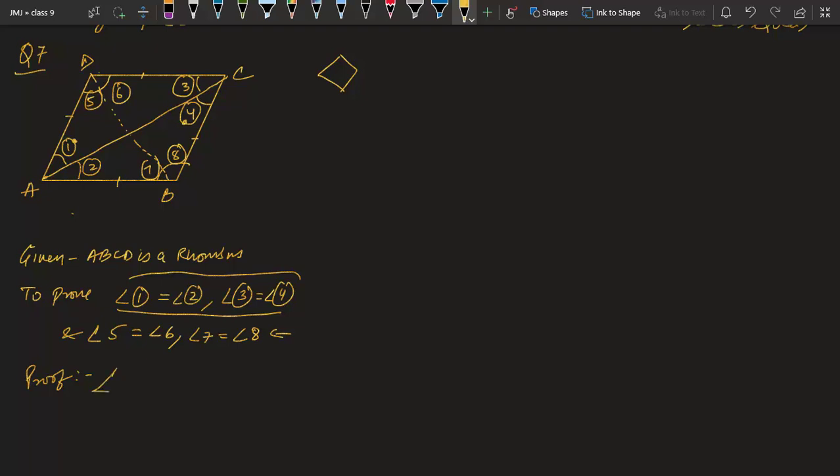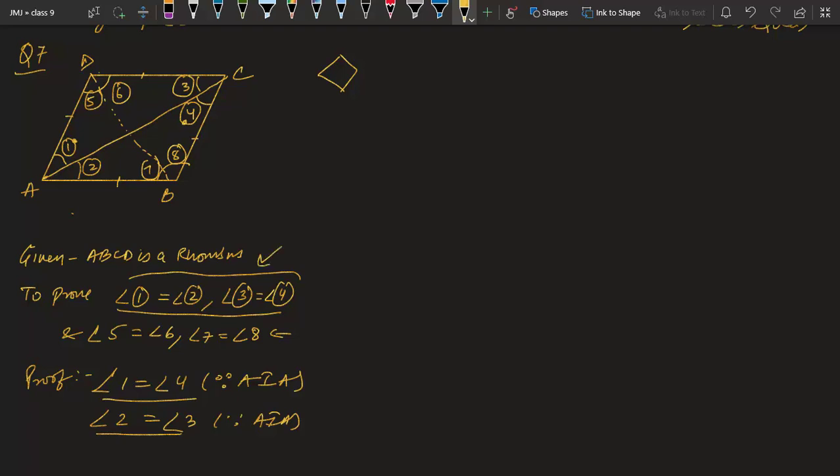How? Same reason, angle 1 equal to angle 4 because alternate interior angles. First thing. Second thing, angle 2 is equal to angle 3. Again the same part, alternate interior angles. So we have got two different things. We just want a connecting link. In this case, we have 1 and 4 equal, 2 and 3 equal. We just need a connecting link so that we can say these parts easily.